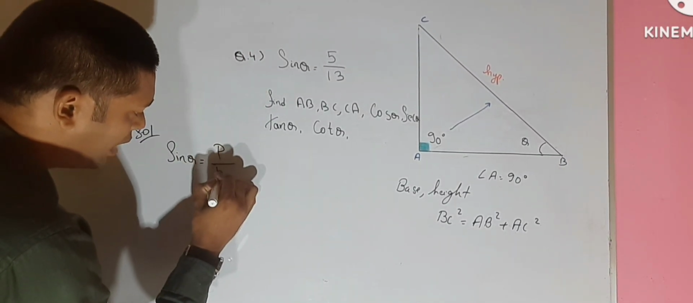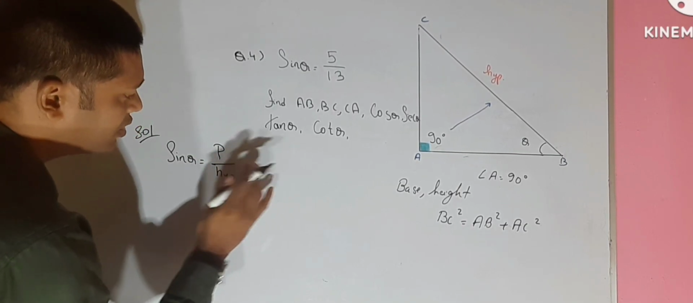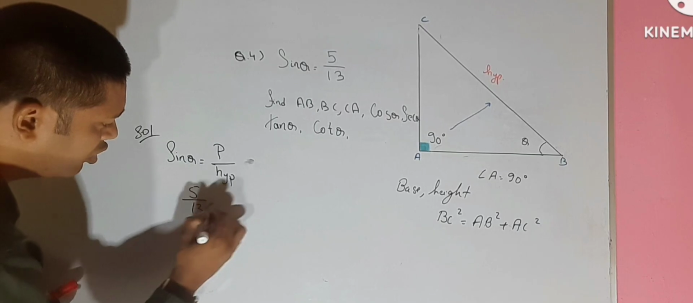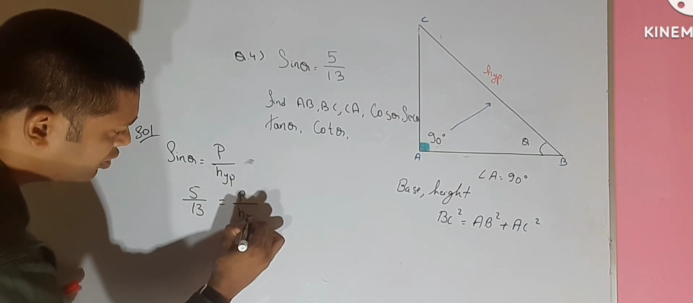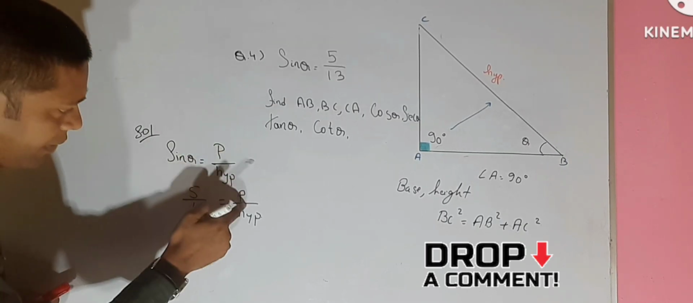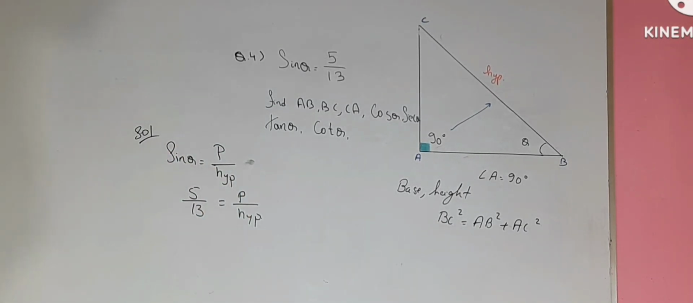So perpendicular by hypotenuse, we know this one, and they gave us how much? This is the formula, na? So sin theta is how much they are saying? Sir, 5 by 13 they are saying. So we can say perpendicular by hypotenuse. So instead of this one, I have written this one as it is. Perpendicular, perpendicular, hypotenuse, same thing I have written. Okay, understood up to here.